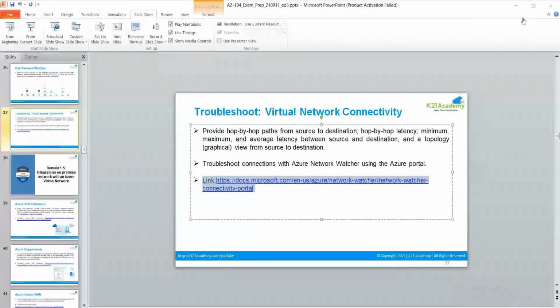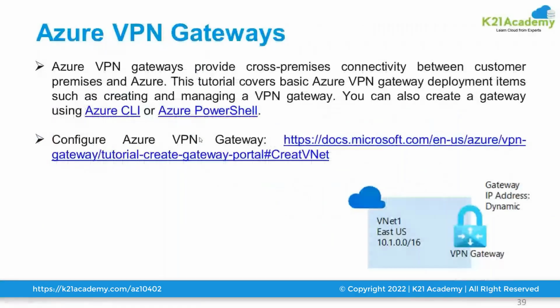All right. So, integrating our on-premises with Azure, right? What all things are there? There is something called Azure VPN Gateway, right? We have thoroughly discussed it, virtual private network. Azure VPN Gateway provides cross-premises connectivity between customer premises and Azure.